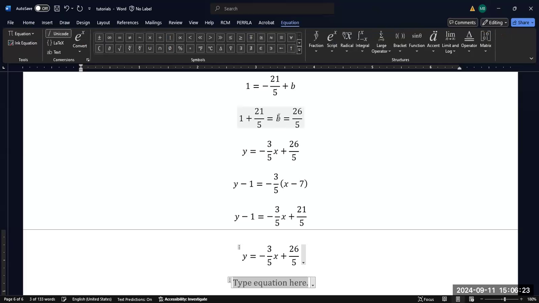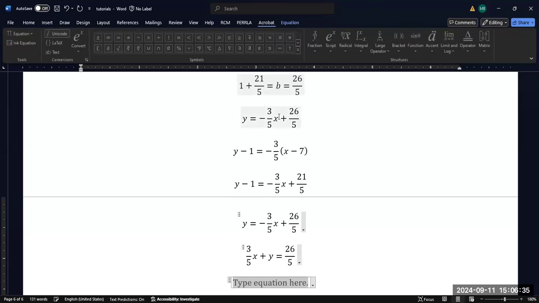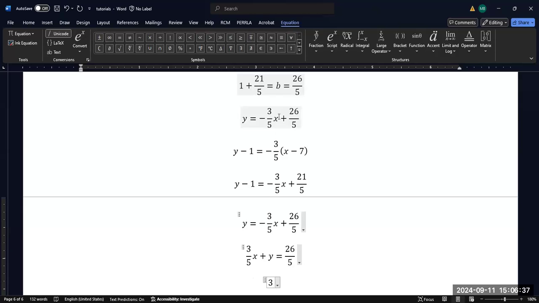So always a good idea, go back and reread your question to make sure you know what you're solving for. And then similarly, if I wanted to put this in standard form, as with my previous example, I move the x over to the other side. And then I multiply everything by 5 to get rid of the fraction.